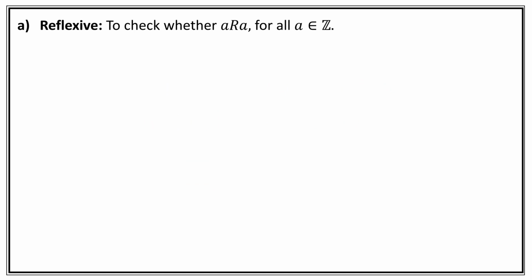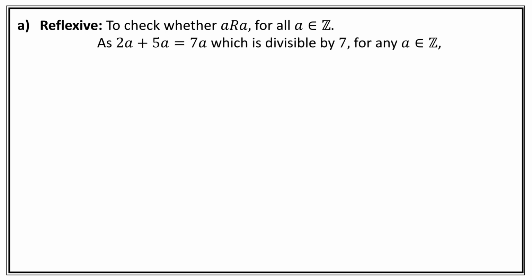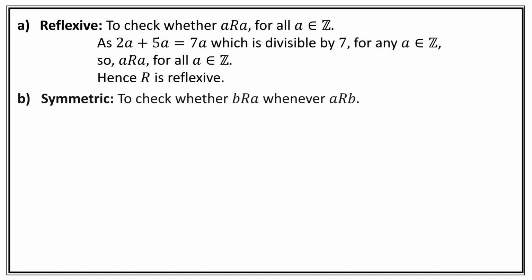So the very first is reflexive. For reflexivity, we have to check whether a is related to itself for all a in Z. Now, 2 times the first element plus 5 times the second element is 7a, which is obviously divisible by 7, and as this happens for any a in Z, a is related to a for all a in Z. The second property is symmetricity.